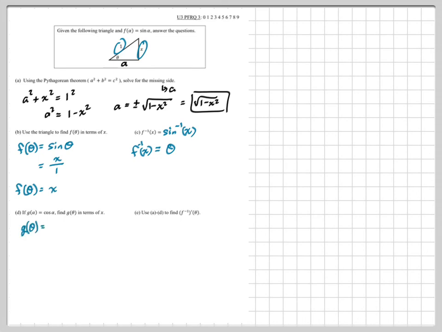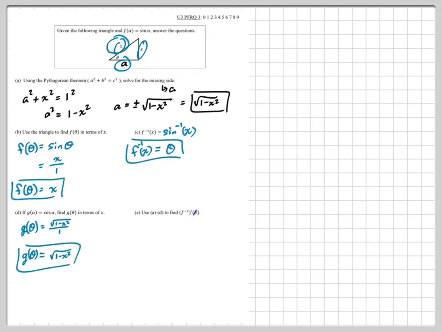Next, we have g(theta). So what happens when we plug theta in the cosine? Well, we get adjacent over hypotenuse, so it would be the A over 1, and we know what A equals. A equals the square root of 1 minus x squared. And so g(theta) equals the square root of 1 minus x squared. And finally, we get our inverse. Oh yeah, don't forget to box your answers. This is supposed to be an x right there. It makes more sense. It doesn't actually work if there was a theta there.